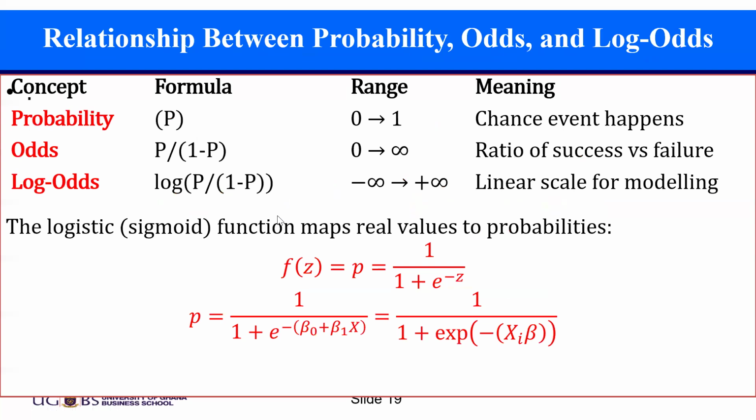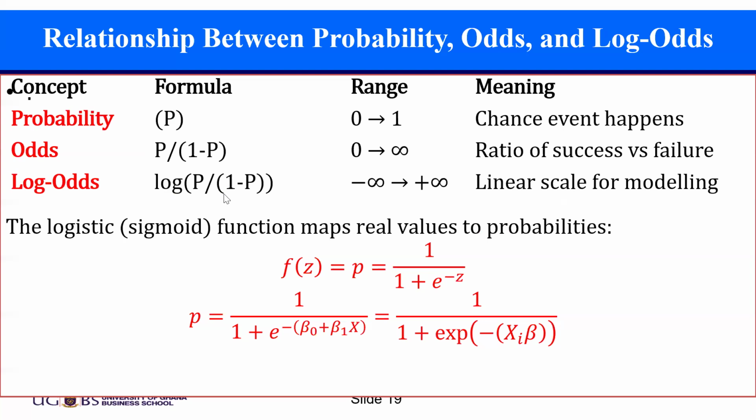So let's refresh our minds with everything we've done. First, the probability is always between 0 and 1. It is the chance of an event happening. The odds is the probability of occurrence divided by the probability of non-occurrence, which is between 0 and infinity. It is a ratio of success versus failure. The log odds is between negative and positive infinity, and that linearizes the modeling process.